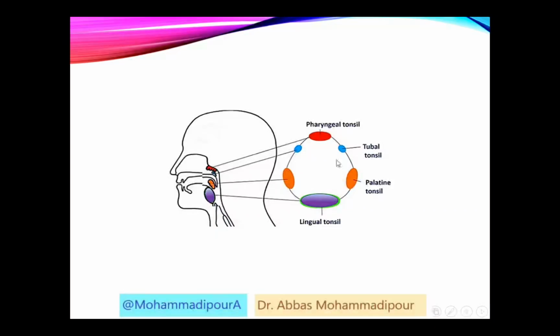circumpharyngeal ring, or also is known Waldeyer's ring. Here is the Waldeyer's ring, which is formed by the pharyngeal tonsil, palatine tonsils, and lingual tonsil. Usually, tubal tonsils are also considered as a part of this ring. The tubal tonsil is a small tonsil around the opening of the tube.